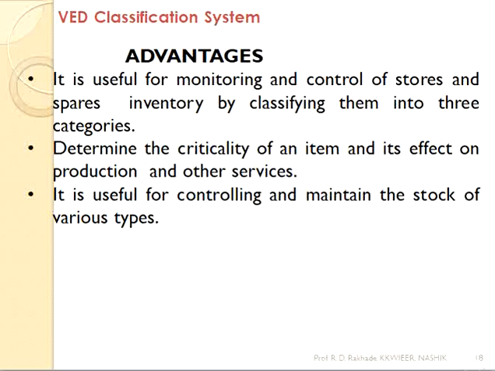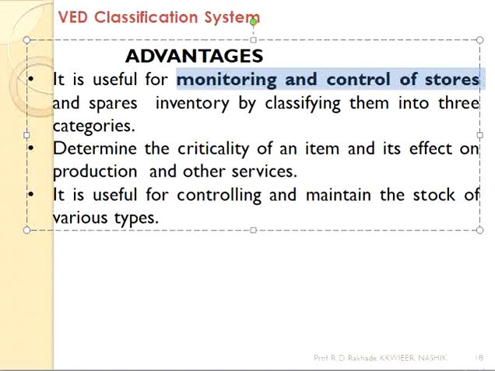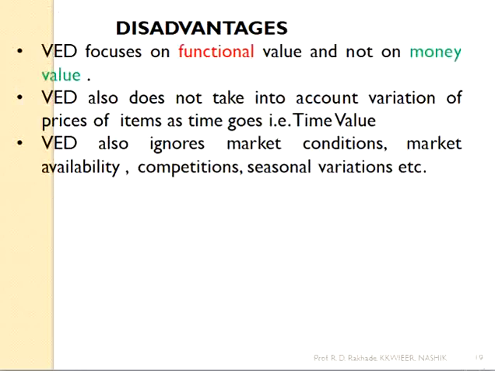So advantages: it is useful for monitoring and controlling of storage and space inventory by classifying items into 3 categories, so there is proper monitoring and control of storage. Then it determines the criticality of an item and its effect on production and other services. Lastly, it is useful for controlling and maintaining the stock of various types.